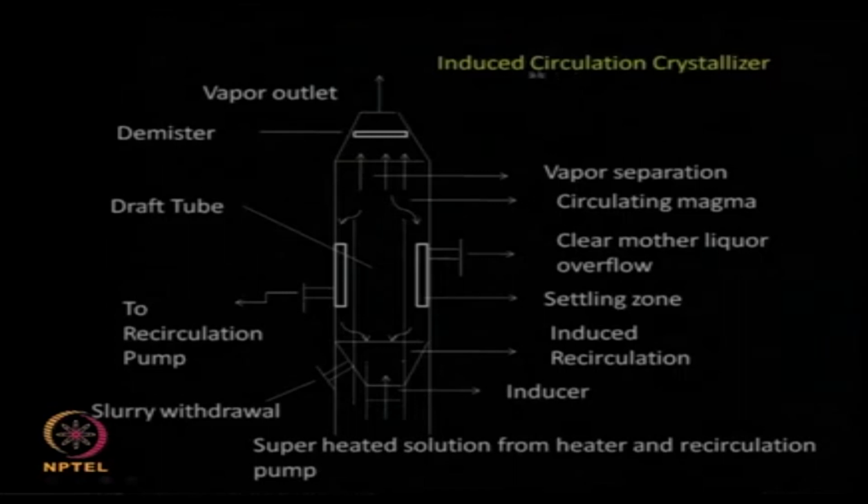Another one is called the induced circulation crystallizer. We are trying to induce the circulation in this particular crystallizer. Again the slurry is withdrawn from there and you are inducing this type of circulation at the bottom. We are introducing a superheated solution from the heater and a recirculation pump from the bottom actually. On the top you are going to get a clear mother liquor overflow, and at the side you are also going to have an induced circulation taking place here. And the vapor is removed from the top.